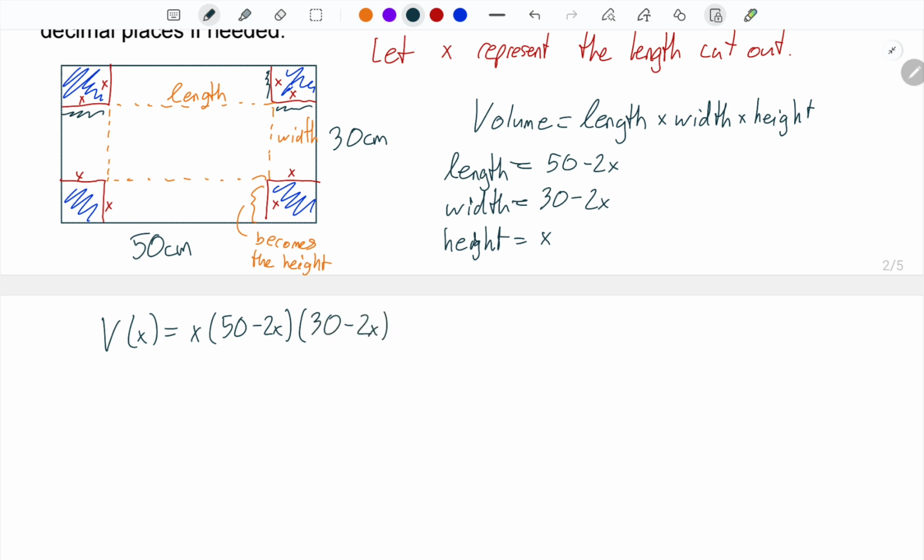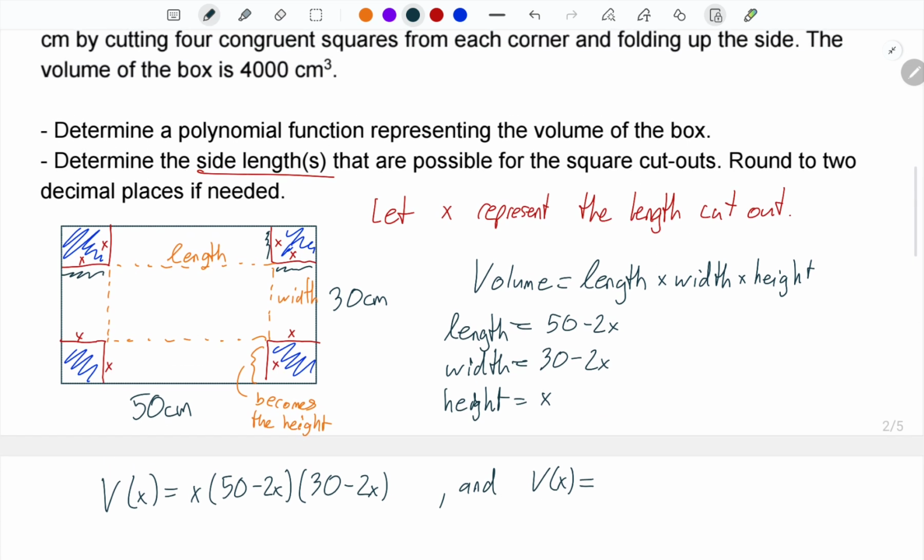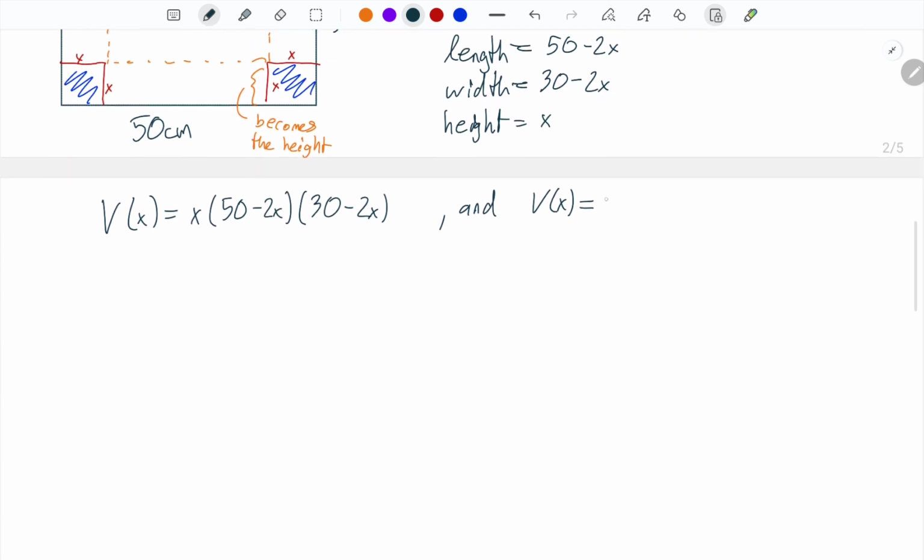And well, what else do we know? We also know that the volume, well, it's got to be 4,000 centimeters cubed. So what can I do? Well, I just need to set the 4,000 equal to this particular polynomial function. Okay, so there it looks like we've got a nice polynomial function.